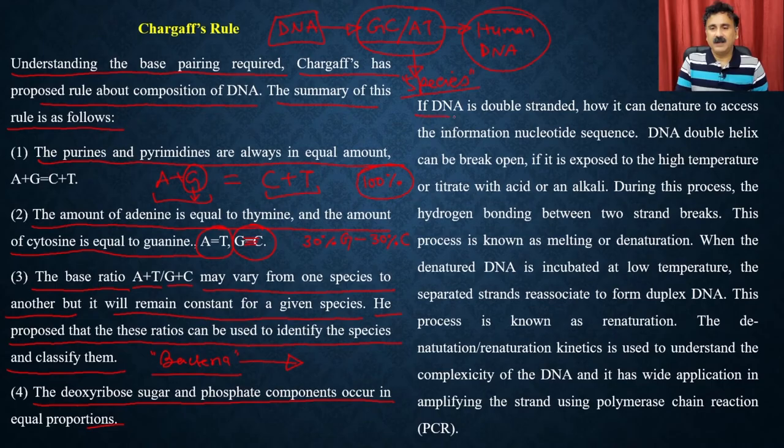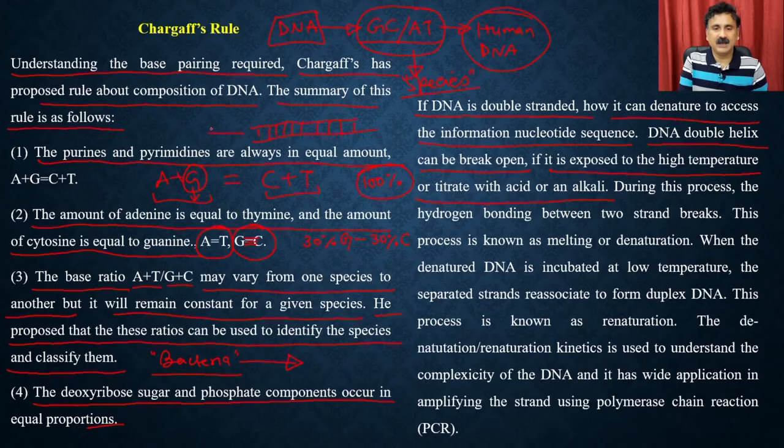If the DNA is double-stranded, how can it be denatured to access the information of the nucleotide sequence? The DNA double helix can be broken open, right? So you know that the DNA is a double helix, and the question is how you can break this DNA so that you can extract this information. DNA can be broken open if it is exposed to high temperature or titrated with acid or alkali, right? So there are definite treatments which you can do.